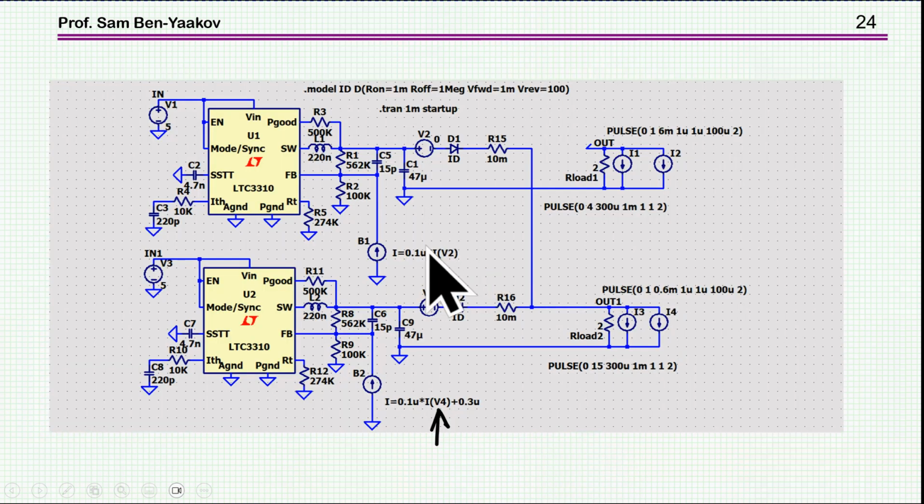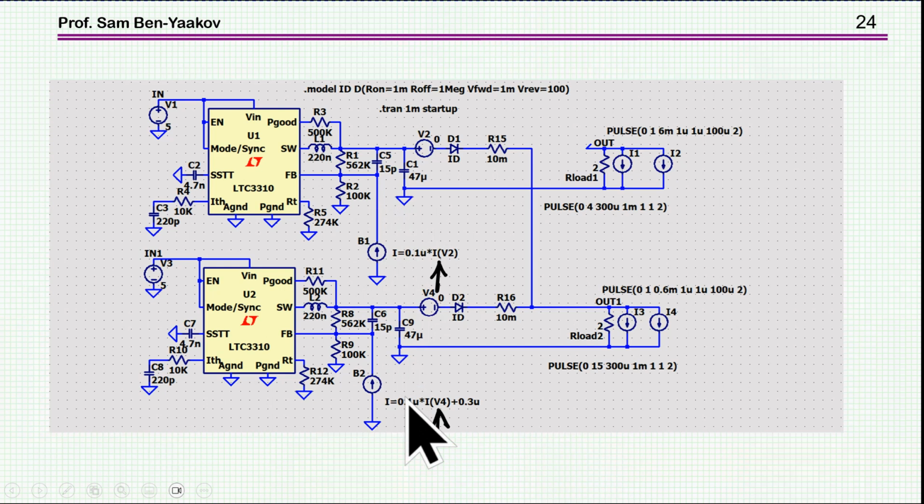Now I'm adding this feedback. I have here 0.1 micro times the current. So this is the current coming out times 10 to the minus 7, and I'm injecting it with a current source. Of course, you can have a voltage source with a large resistor, but just for the sake of demonstration, I've put here a current source.